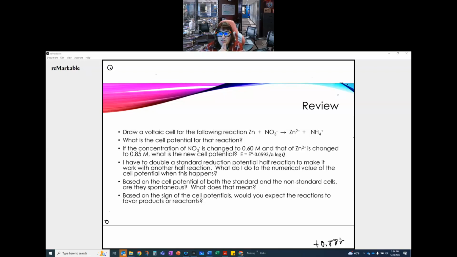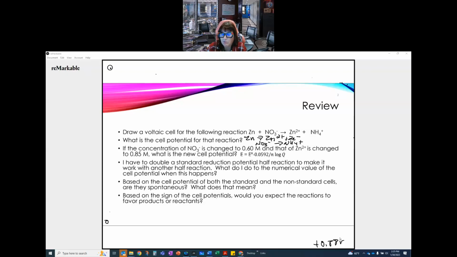I've been asked to draw a voltaic cell for the following reaction: Zn plus NO3 minus goes to Zn2 plus and NH4 plus. So I have two half reactions. I need to pull these two things apart. When I do that, I have Zn going to Zn2 plus, and of course I'm going to need 2 electrons there, and then I'm going to have NO3 minus going to NH4 plus. And I can't just add electrons to that, and there's a reason, because it's not balanced yet.